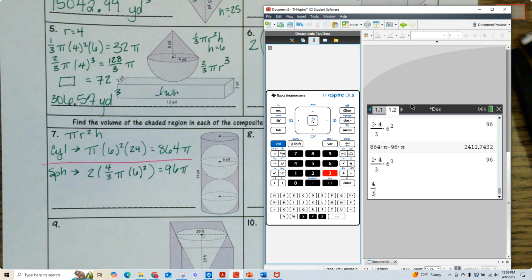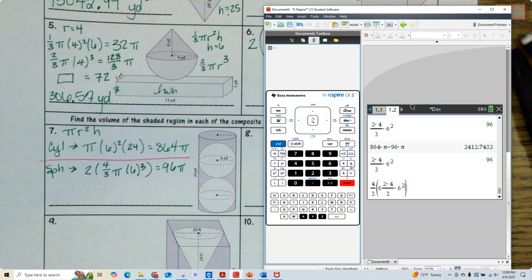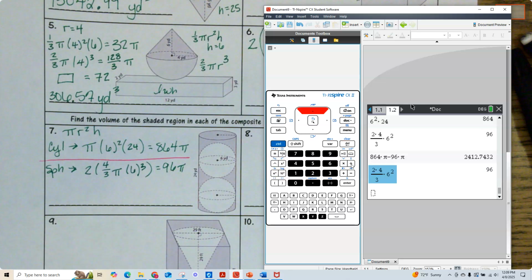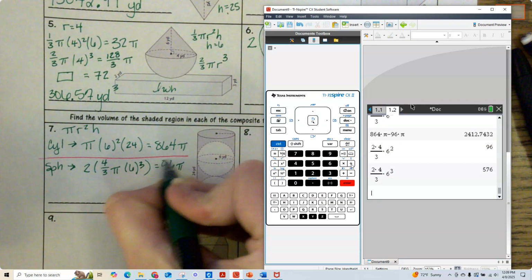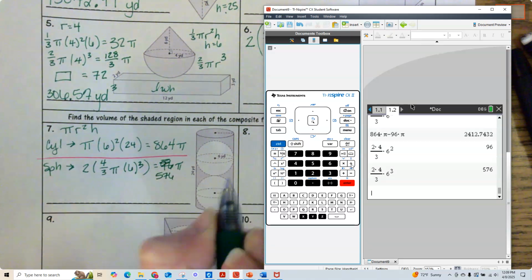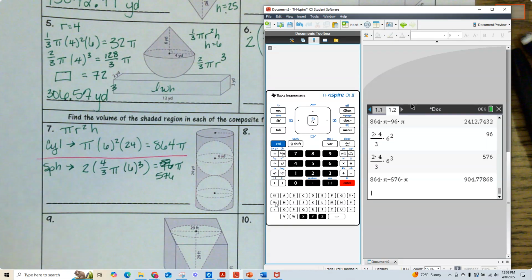Anybody see where I goofed? I see it. I squared it. It's supposed to be cubed. That's where I goofed. Oh my goodness, y'all. There we go. That one should be 576 pi. So let's try that again. Let's do 864 pi minus 576 pi. Oh, that looks so much better.